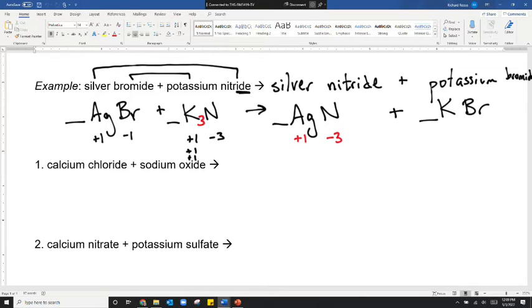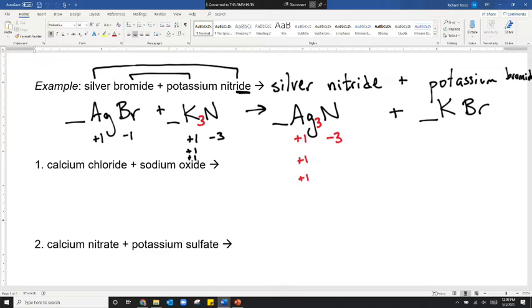If Ag is positive 1 and N is minus 3, 3 Ags, and we'll put it as a little subscript right there. That's how we deal with our charges, with little subscripts to make sure you need 3 of the positive ones. That balances out the negative 3.